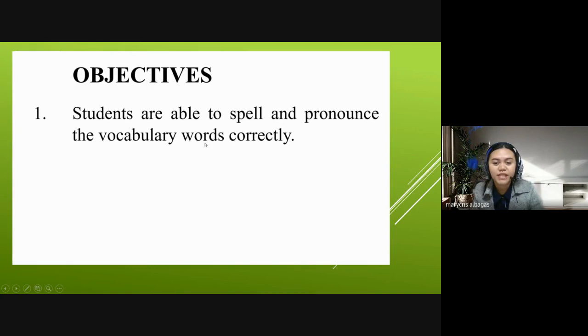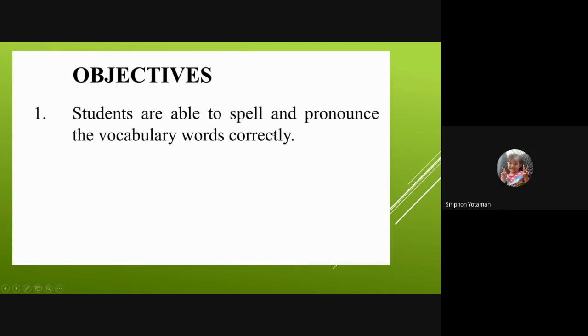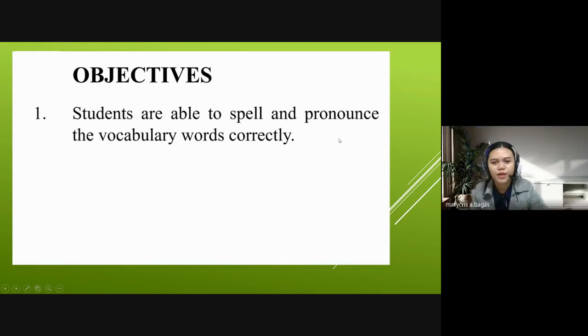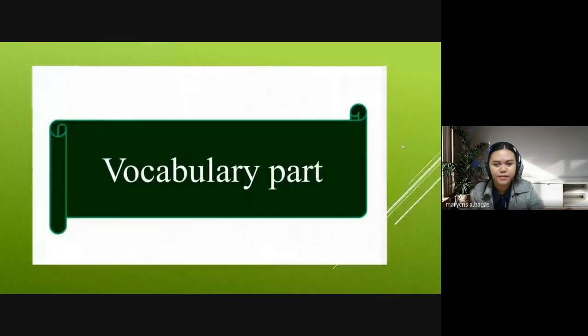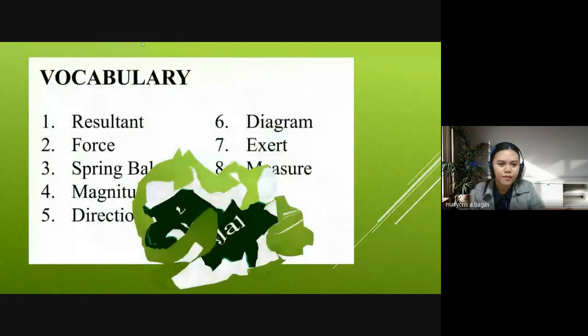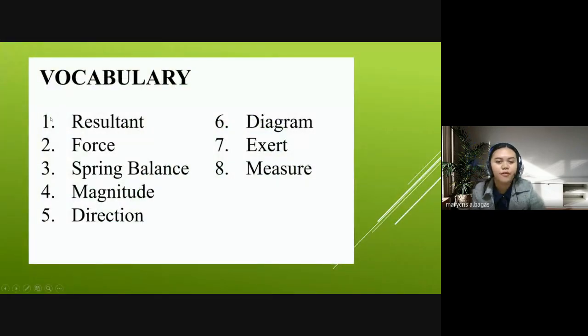Okay, so our objectives for this lesson: the students are able to spell and pronounce the vocabulary words correctly. You're going to learn some vocabulary words today and you're able to spell and pronounce them correctly. Okay, we have here 8 vocabulary words.